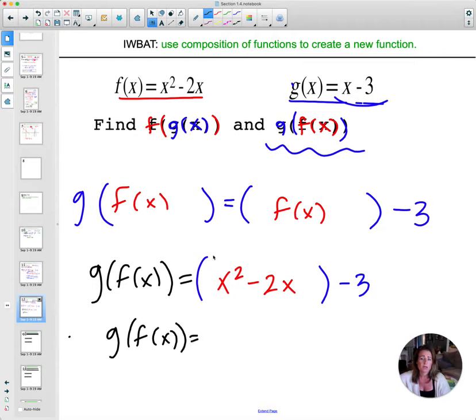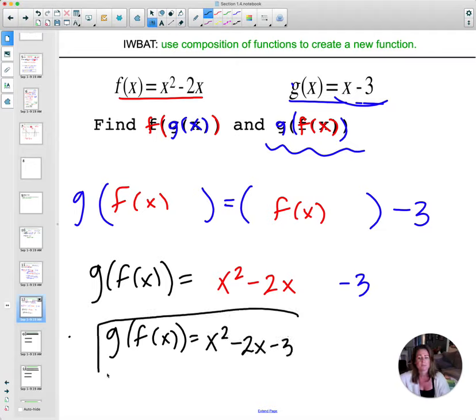So for this one, there's nothing connected to these parentheses. There's no squared, there's no number out front, so there's nothing to simplify. So we could just get rid of them. And then there's no like terms. So that just is our simplified answer. So x squared minus 2x minus 3 by plugging f into g.